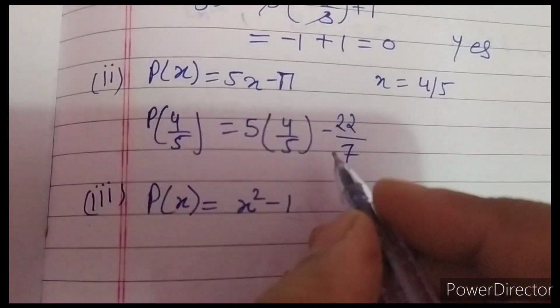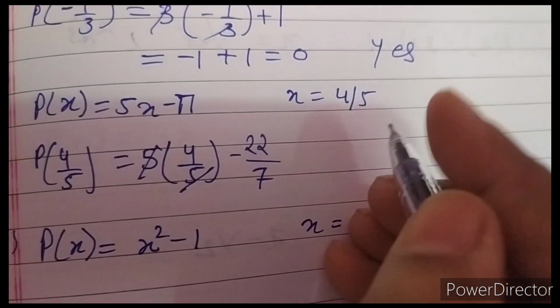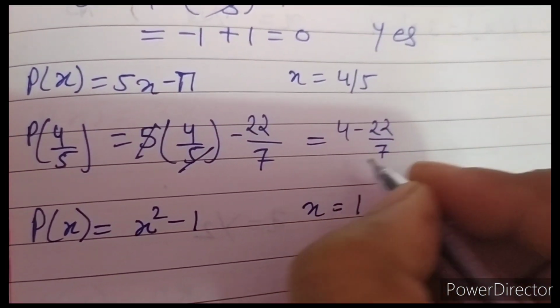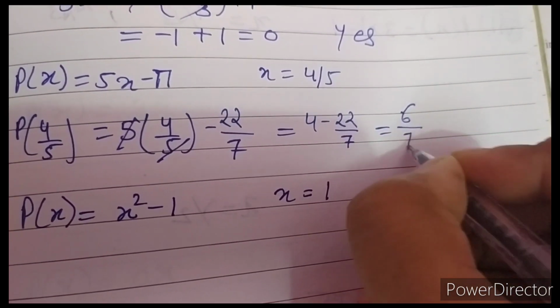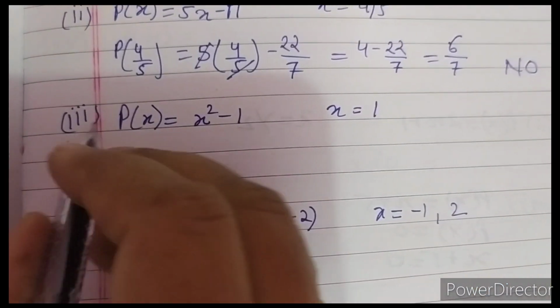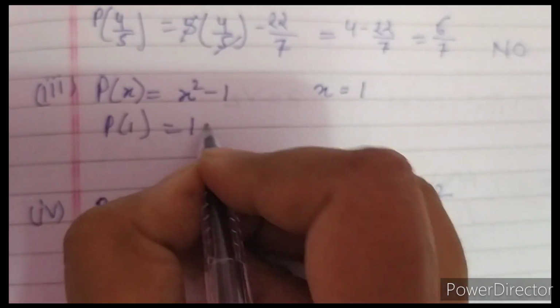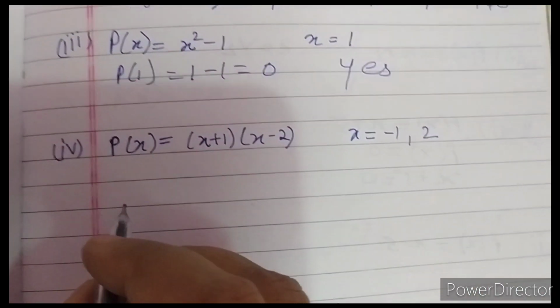Yes, 5x minus pi has been given. So 5 will cancel out, and you will get here 4 minus 22 by 7. So that will be equal to 28 minus 22, which is 6 by 7. So it is not a 0 of the polynomial. If the value of x is 1 in this case, then p(1) will be equal to 1 minus 1, which equals 0. So yes, it is a 0 of the following polynomial.